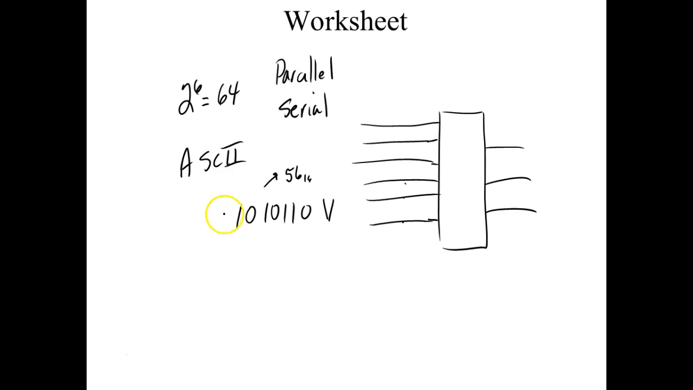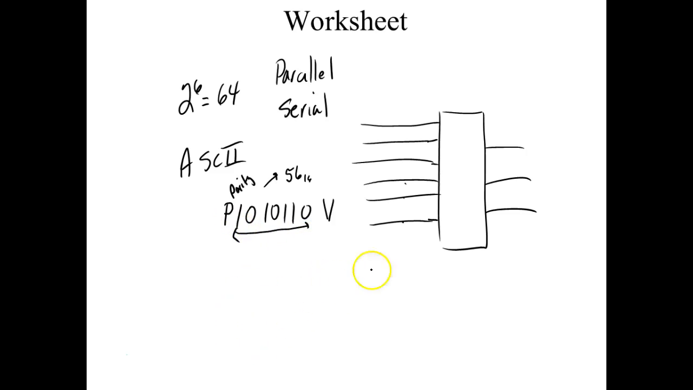What they would do is sacrifice this bit right here for parity. Now there are only two things I could do with that bit. I can either make it a 1 or I can make it a 0. So I come up here and count the number of ones. There are 1, 2, 3, 4 ones in the actual code itself. So this is the ASCII code.